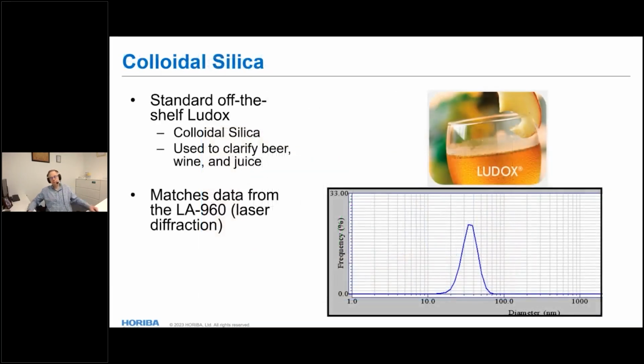So what are some example data? This is Ludox, and I want to say it's TM50. So this is a colloidal silica used to clarify various drinks. So there are vast quantities of it used for all sorts of things. And this kind of matches the data from the LA960 laser diffraction, have nice size distribution. Classic example.